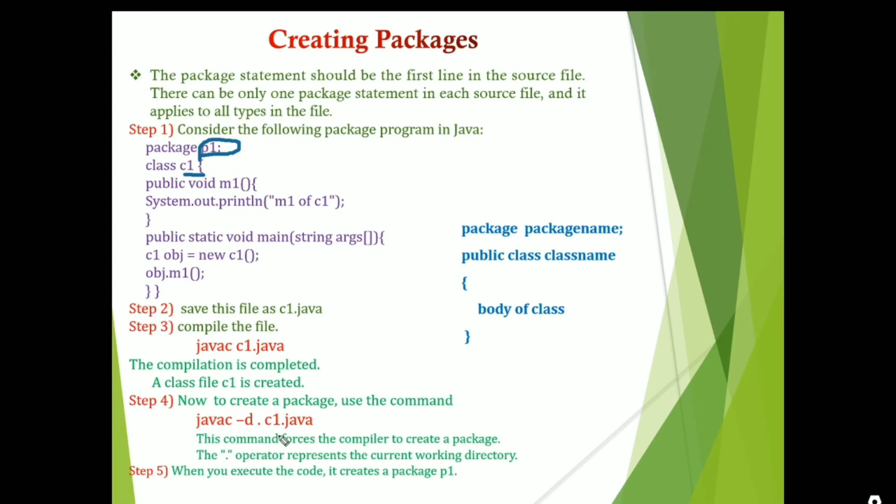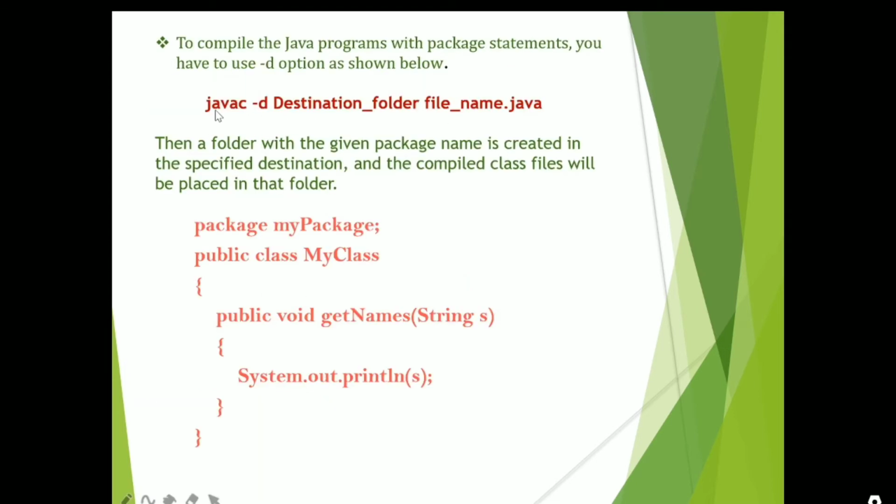The dot operator here represents the current working directory. When you use this command, it executes the code and creates the package P1, and the C1.class file is included in this P1 directory. Like this we can create the package. Here the command is javac -d, the destination folder, and the file name .java. This is used to compile the file with the destination folder.